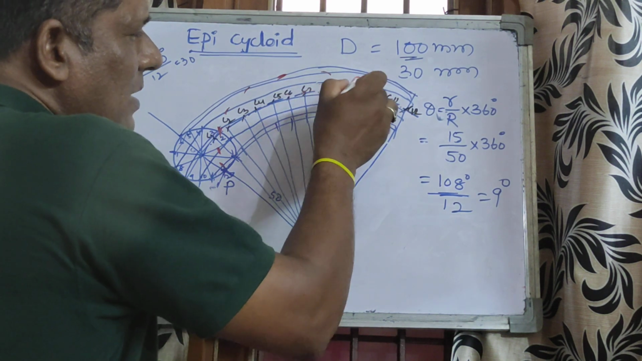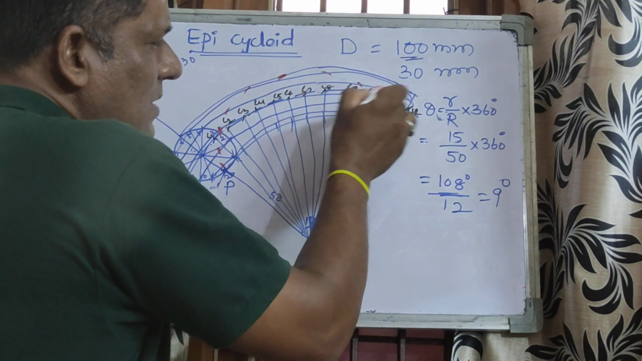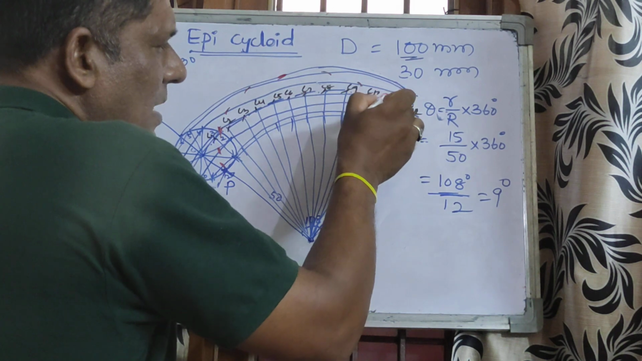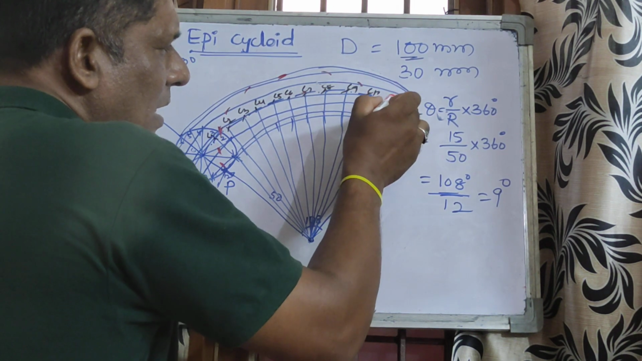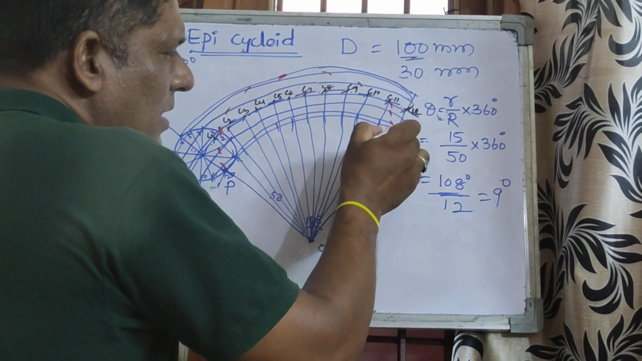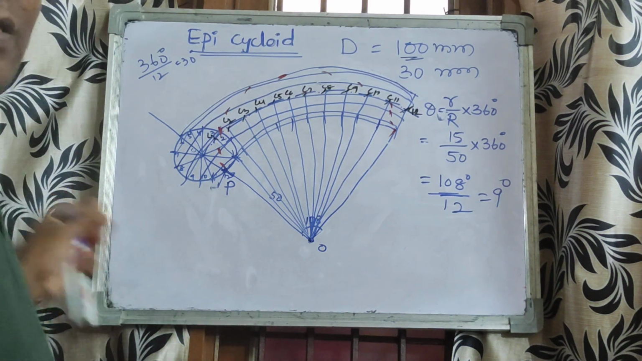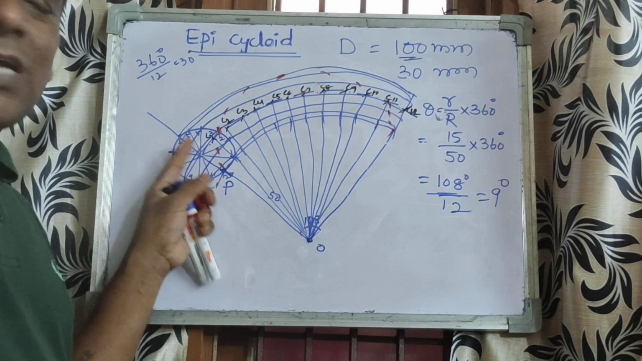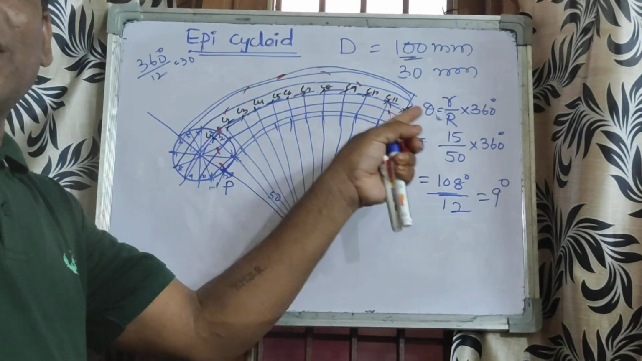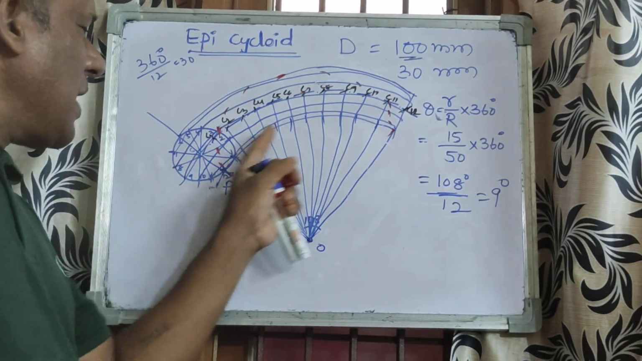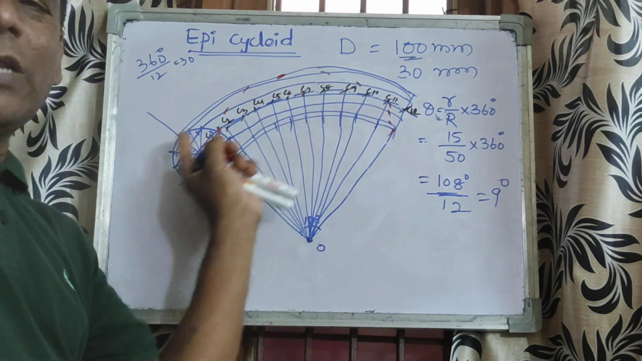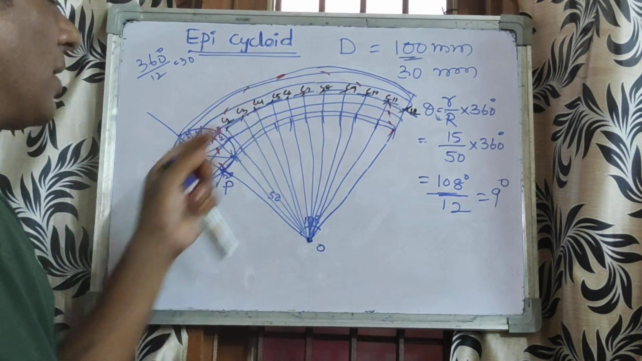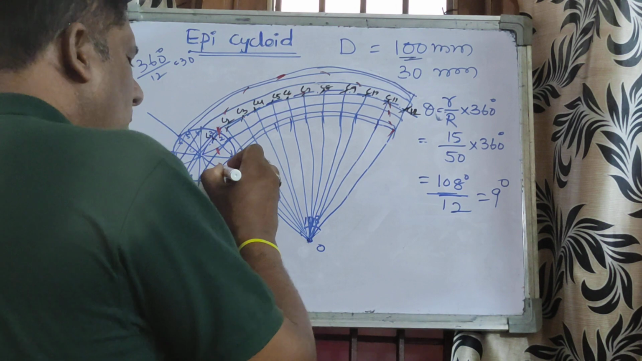C8 is the center, 8th line. C9 is the center, 9th line. C10 is the center, 10th line. C11 is the center, 11th line, and C12, the 12th line. Like that, the radius of the rolling circle is constant, but the center point changes. So change the center and cut the first line, second line, whatever these horizontal lines are, all lines projected. And now join from the point P.